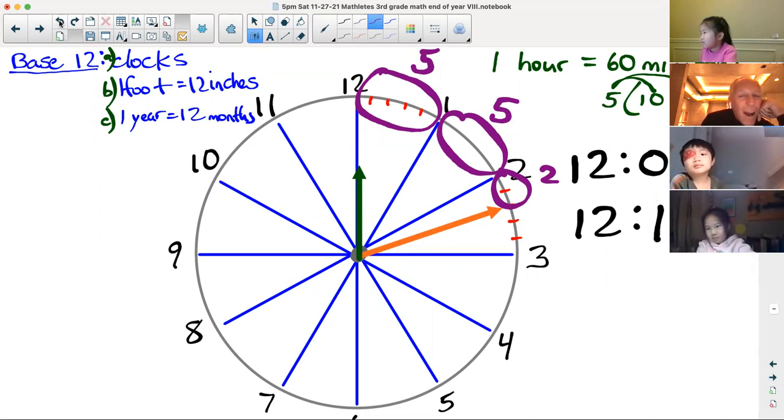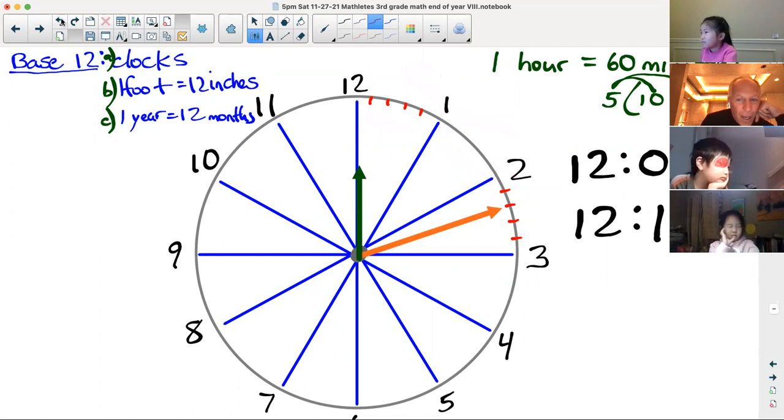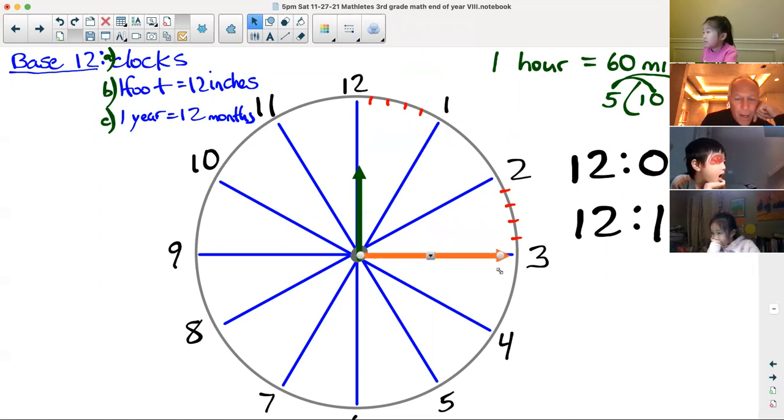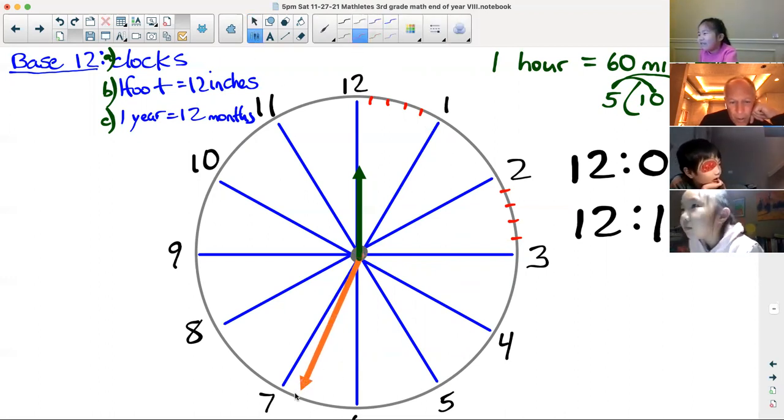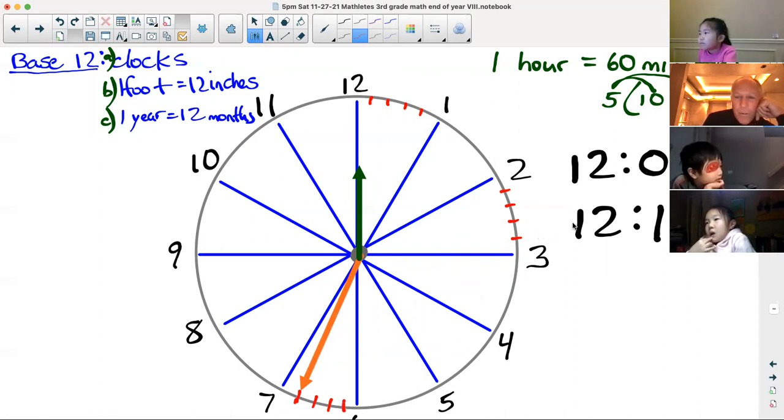12:12. Now, I have a very special time to give you guys. Are you ready? This is one of my favorite times. And I'm going to mark the minutes. And you tell me if you know what time it is now.